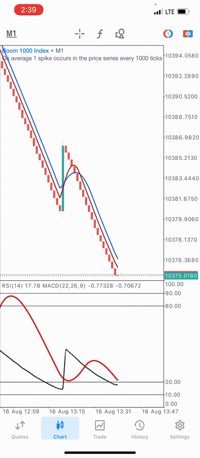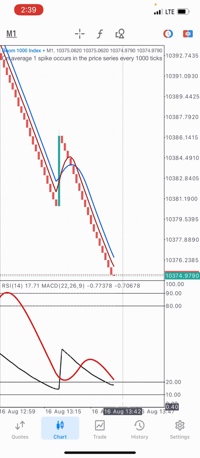Okay, B1000 is approaching. Once it gets to this point, gets to level 10, I'll be buying from level 10, right, all the way up.